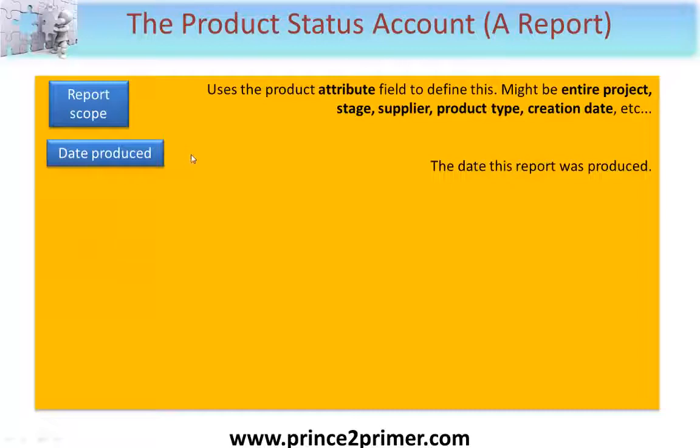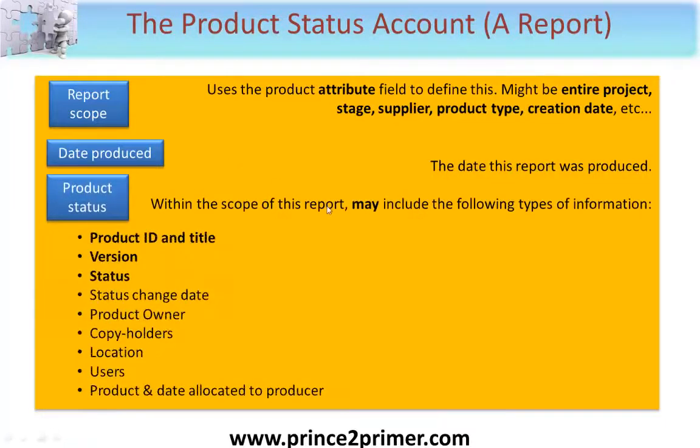The date this particular report was produced, not the product. Within the scope of this report, you may include the following types of information. The highlighted ones here, I would think you'd always want the product ID and title, version and status. The others are optional. It depends on what you want to include.